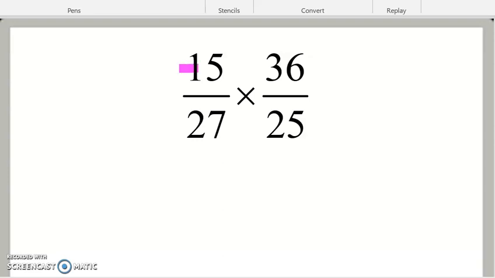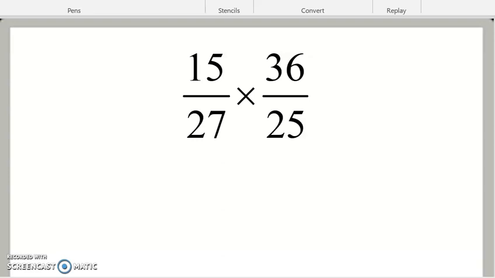A lot of students, when they see a question like this, will say to me, I'm going to multiply those two numbers and I'm going to multiply those two numbers. And the first thing I'll say is, well, it's a lot of work. I don't know in my head what 15 times 36 is, and I also don't know what 27 times 25 is. So we really don't want that to be our first step when we are multiplying fractions.